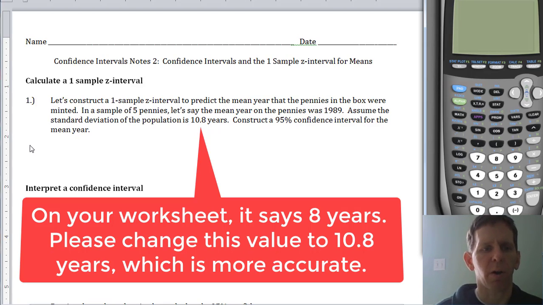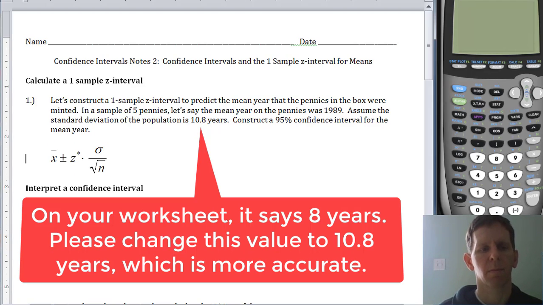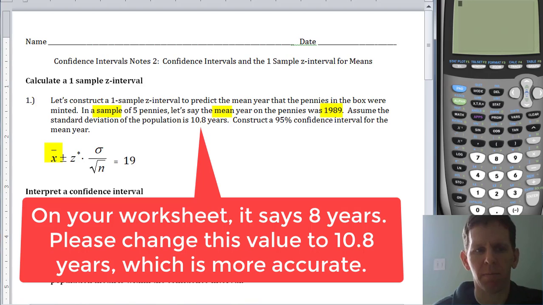So yesterday we talked about our formula for a confidence interval. X bar plus or minus z star times sigma over the square root of n. And let's go through the example and start figuring out what these different variables mean. You might recall that X bar stands for the sample mean. In the problem it says, let's say the mean year on the pennies was 1989 in a sample of 5 pennies. So the sample mean is 1989. That's what we'll substitute for X bar. And then we have our plus or minus.